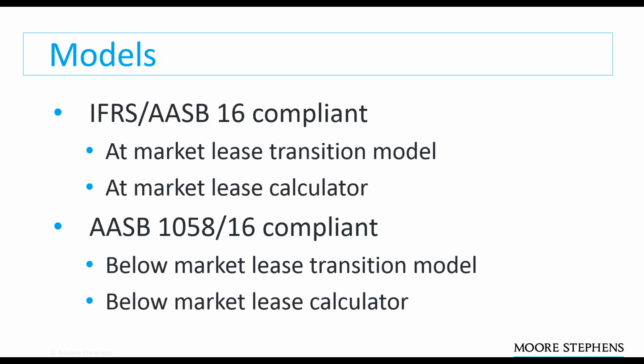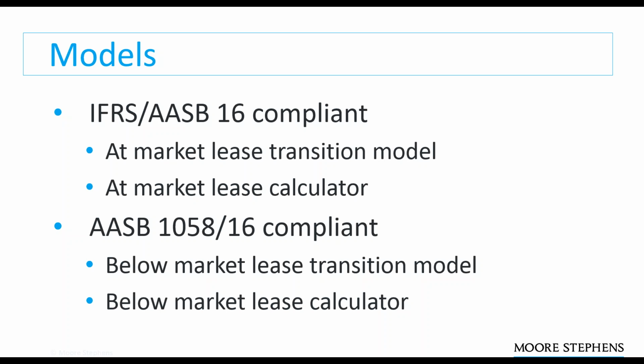On the date of transition, a typical for-profit entity will need to transition what were previously known as operating leases to the new requirements. And to do that, they should use the at-market lease transition model. Once transition has occurred, then they can use the at-market lease calculator to meet the ongoing requirements of IFRS 16 for what, once again, were previously known as operating leases. The calculator will take the transitional entries and also enable you to add new leases post-transition.